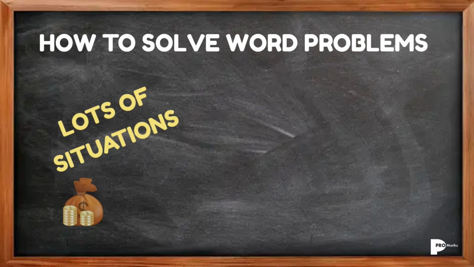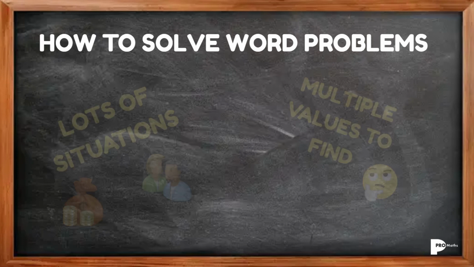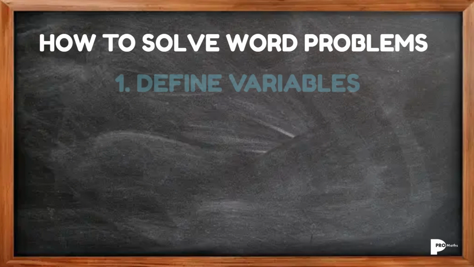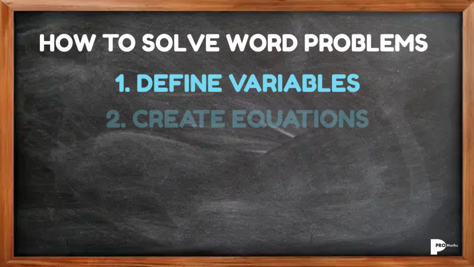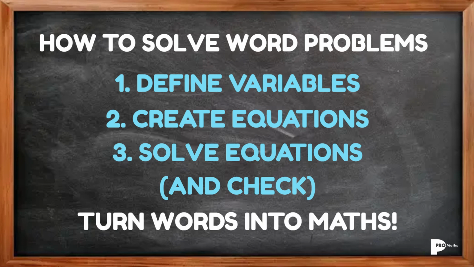There are many types of problems that we can turn into simultaneous equations. Usually whenever we have two missing pieces of information, we can try to create two different equations and solve them simultaneously. Here's the process that is generally used. Step 1, define variables. Step 2, create equations. And step 3, solve the equations and check your answers. In short, you want to be able to turn words into maths.